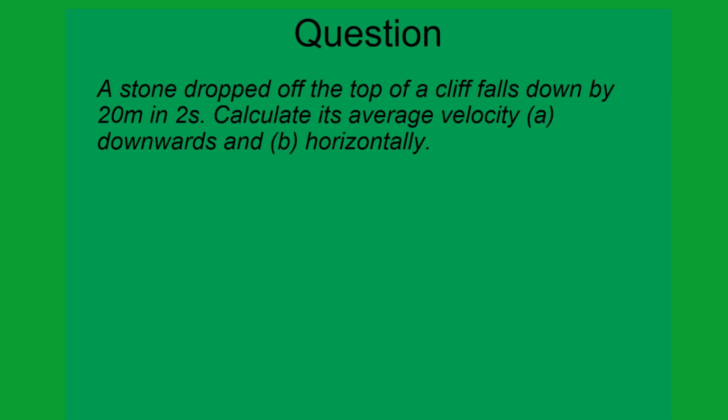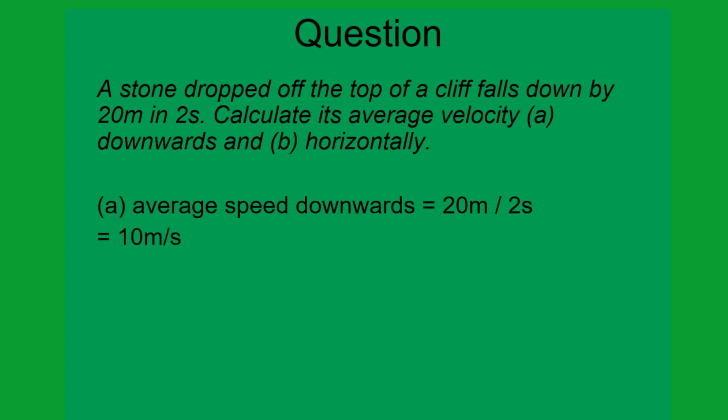A mathematical question: a stone dropped off the top of a cliff falls down by 20 meters in 2 seconds. Calculate the average velocity downwards and horizontally. Average speed downwards is 20 meters divided by 2 seconds, so 10 meters per second. Therefore, velocity downwards is 10 meters per second.